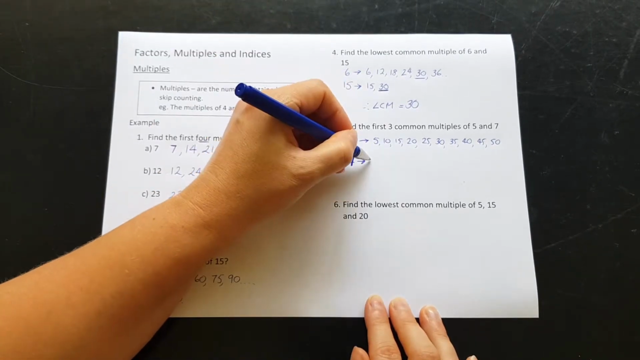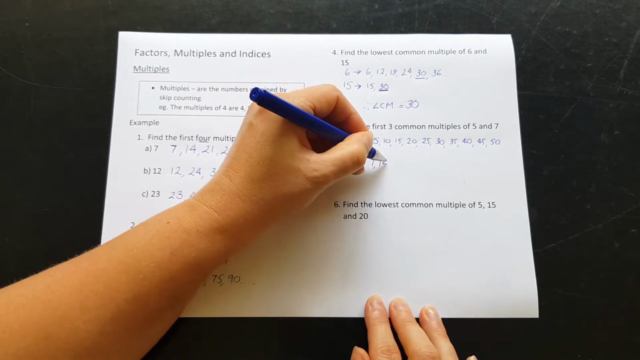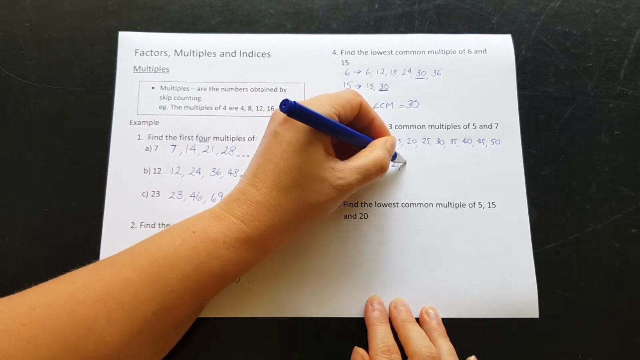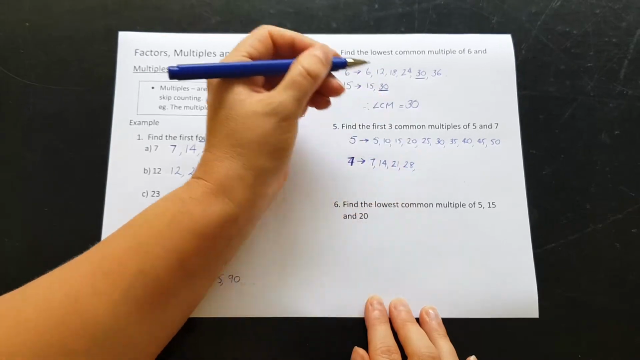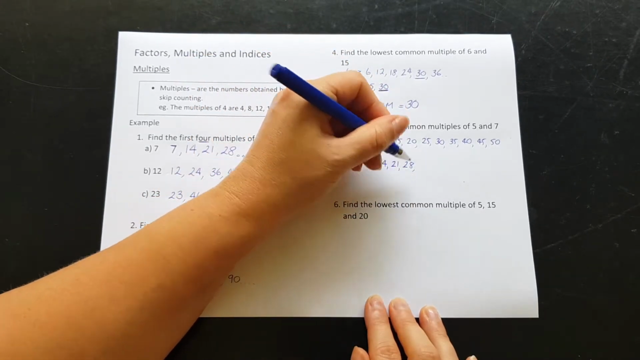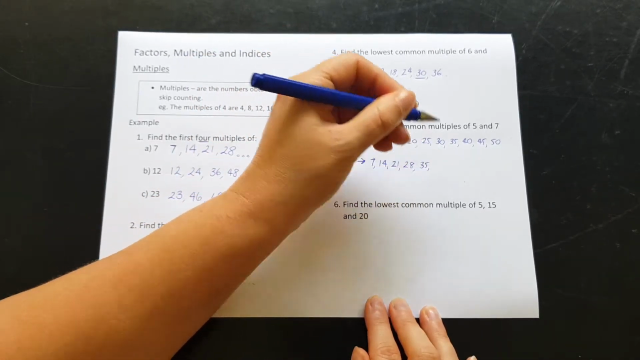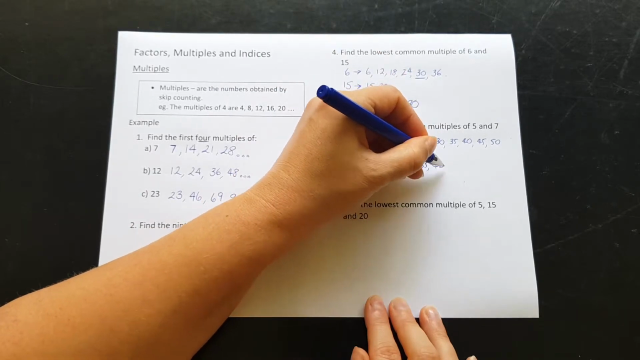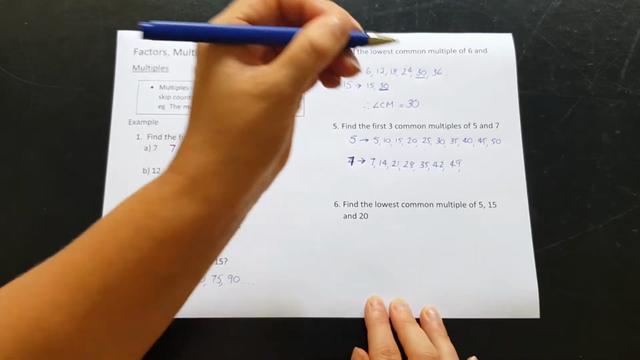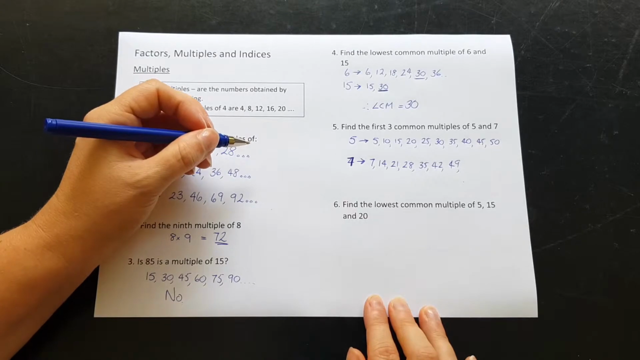And that will be 7, 14, 21, 28. What's that? What am I up to? That's 7 times 4. 7 times 5 is 35. 7 times 6. 7 times 7. Okay. Have we found any common ones yet?